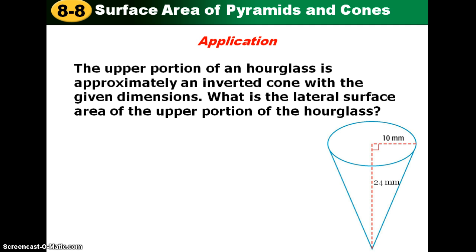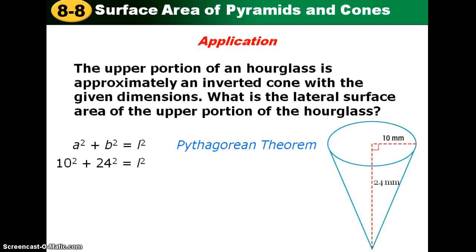The upper portion of an hourglass is approximately an inverted cone with the given dimensions. What is the lateral surface area of the upper portion of the hourglass? We need the Pythagorean theorem this time because we don't have the outside slant height. We have the radius and we have a 90-degree angle in the middle of the right cone. So we plug in the values, 10 squared plus 24 squared. We add those together, take the square root, and we get the slant height to be 26.